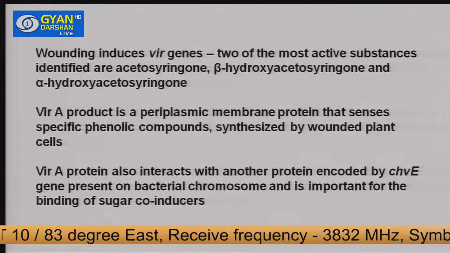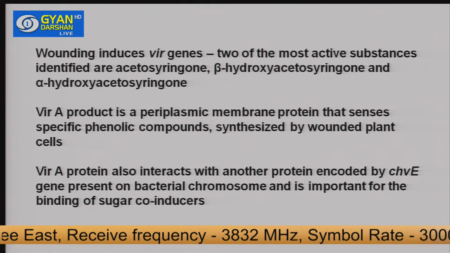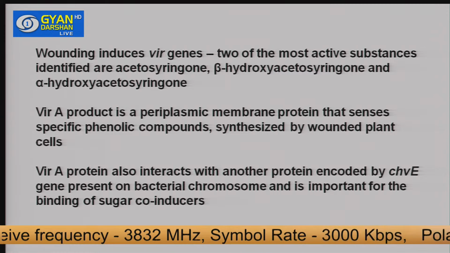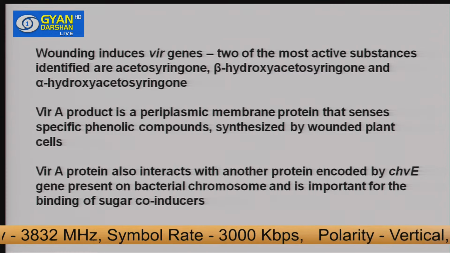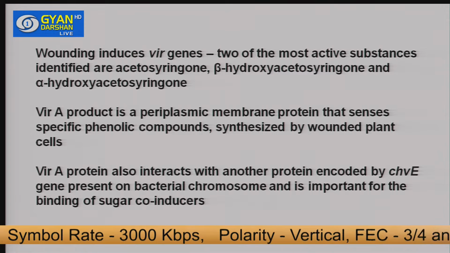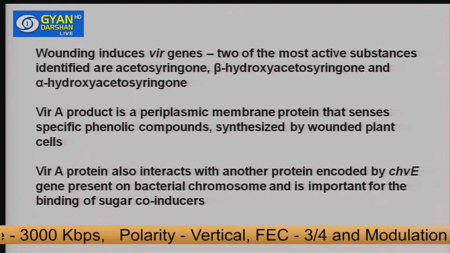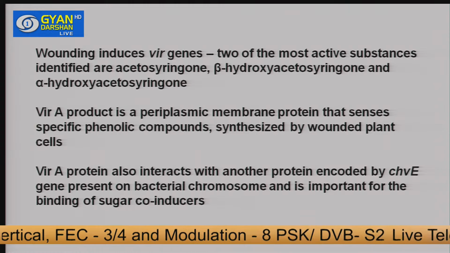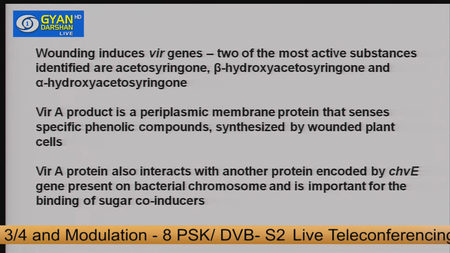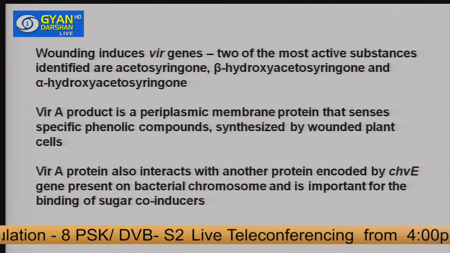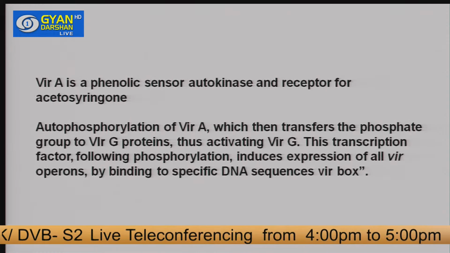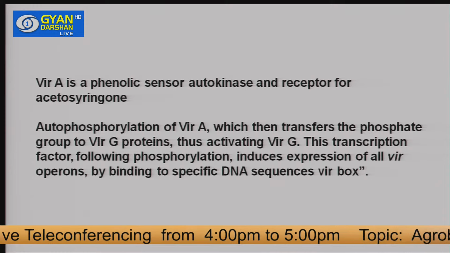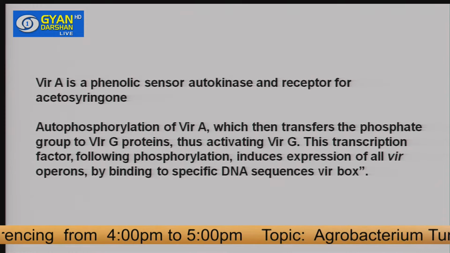because wounding induces the virulence genes, and two of the most active substances are identified. VIR A is a product of the periplasmic membrane protein that senses these phenolic components. So they are phenolic sensors, and in response to that, Agrobacterium mobilizes, it moves, or it undergoes chemotactic movement. VIR A is a phenolic sensor autokinase and is a receptor for acetosyringone.